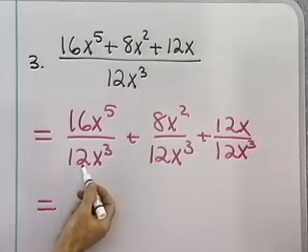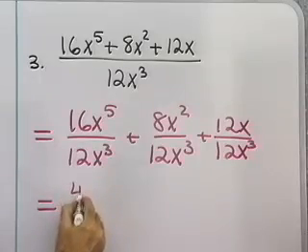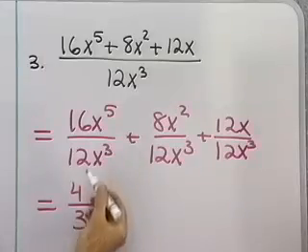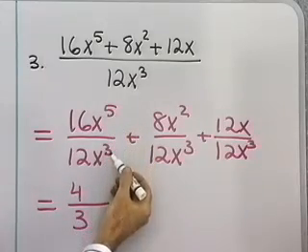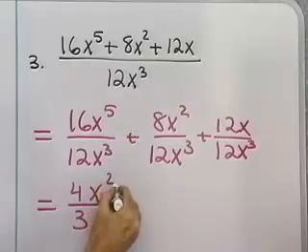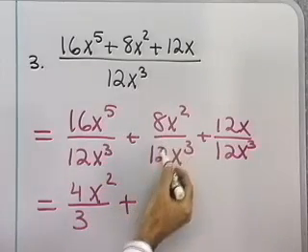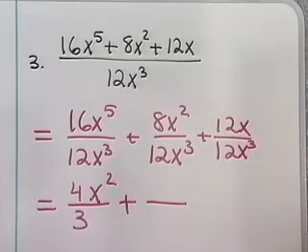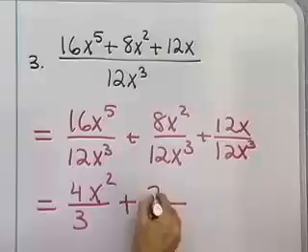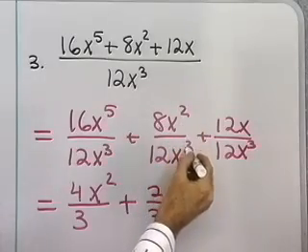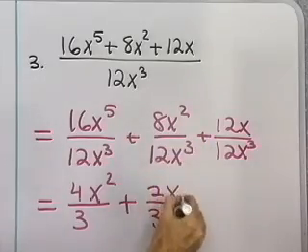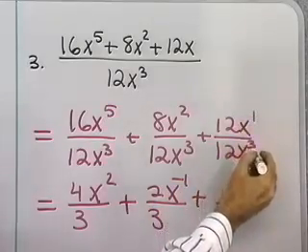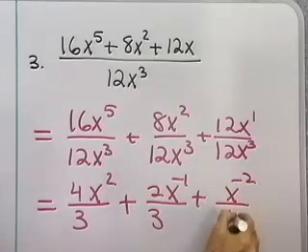16 divided by 12, let's see, that will just reduce down to 4 thirds, right? 4 divides into there 4 times, 4 divides into there 3 times. x to the 5th divided by x cubed will be x to the 2nd. Here I have 8x squared over 12x cubed. Let's see, 8 twelfths will reduce down to 2 thirds. And then x squared divided by x cubed will be x to the negative 1. Plus 12 divided by 12 is 1. x to the 1 divided by x cubed, x to the negative 2.